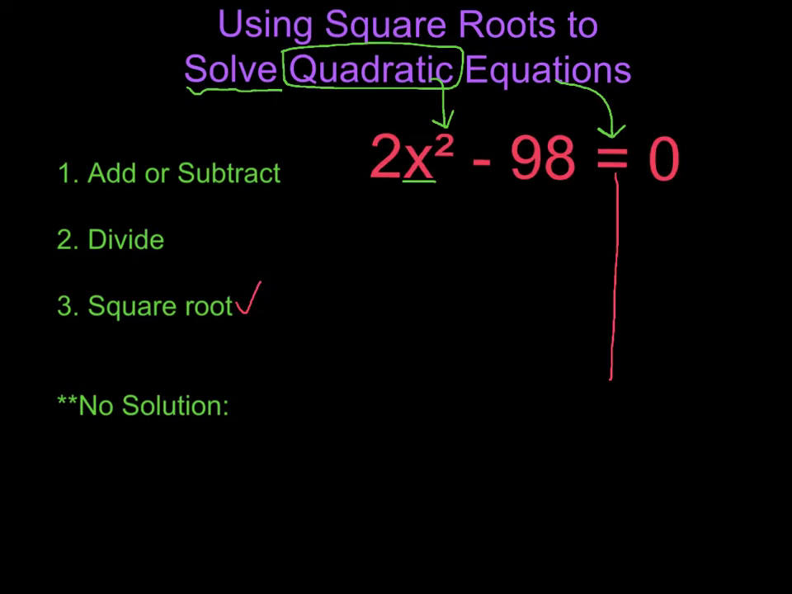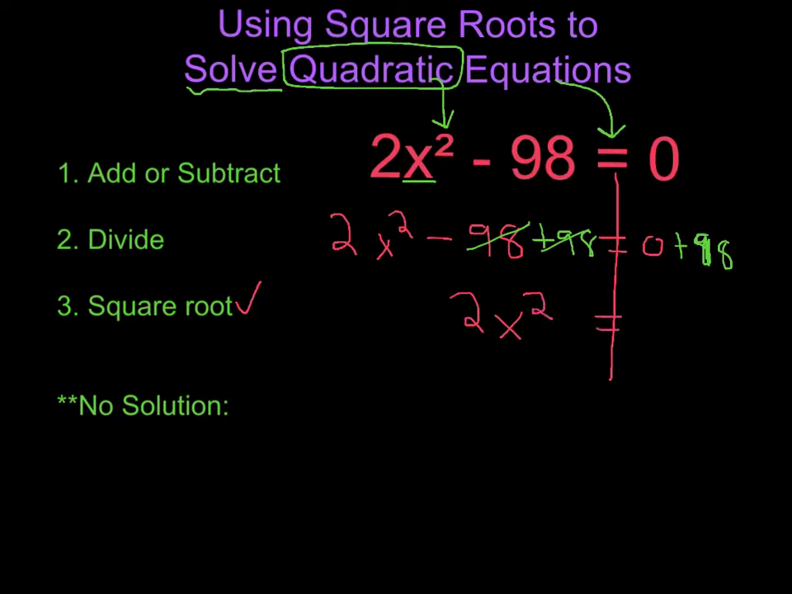So how do we move a negative 98 to the other side? We do the opposite, so we add 98. 2x squared minus 98 equals 0. I need to add 98 to both sides. Oops, 98. So they cancel out here, and I'm left with 2x squared equals 98.